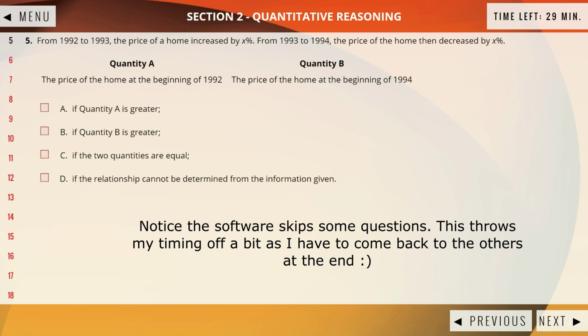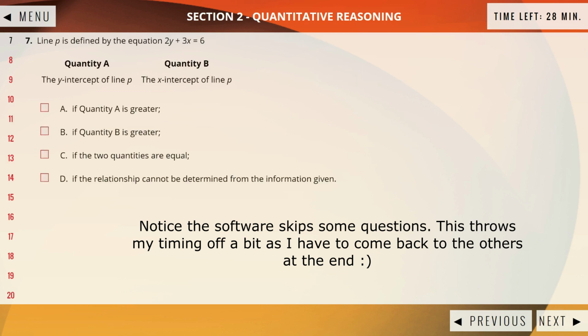The price of a home increased by X% from 1993 to 1994. The price of a home decreased by X%. I've done a video on something very similar to this. You end up with less than you started with. Price of the home at the beginning is more, because if you increase by 20%, decrease by 20%, for example, you end up with actually less than you started with. So quantity A is bigger there. Save some time, just move on.